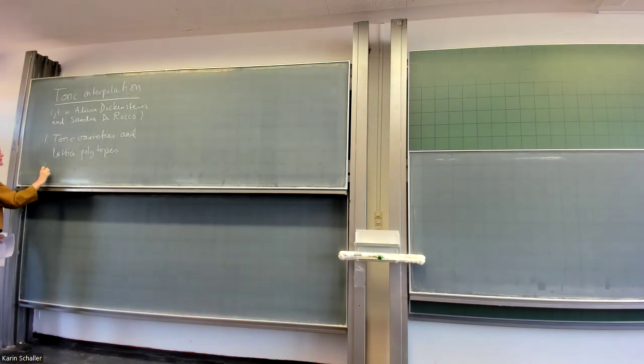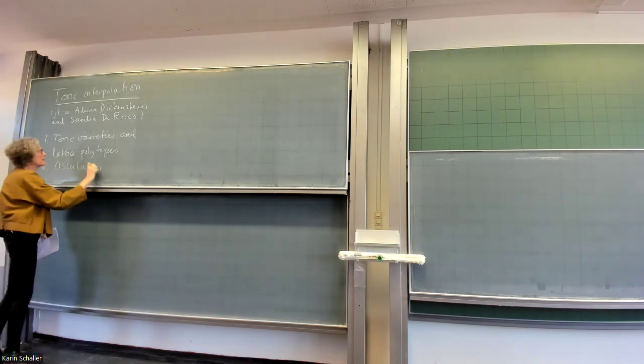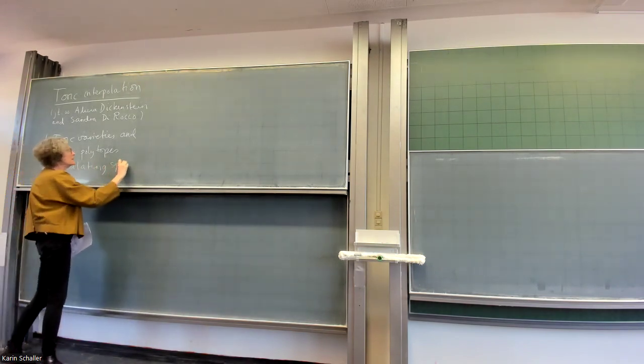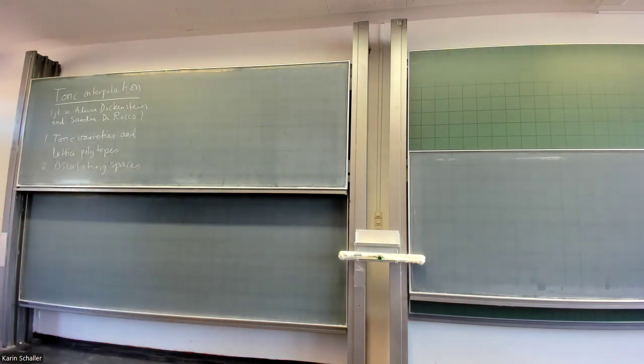And the second point will be to define what are called osculating spaces. And for those of you who do not know, these are higher order tangent spaces. So you all know what a tangent space is. And if you differentiate further, you get higher dimensional osculating spaces.